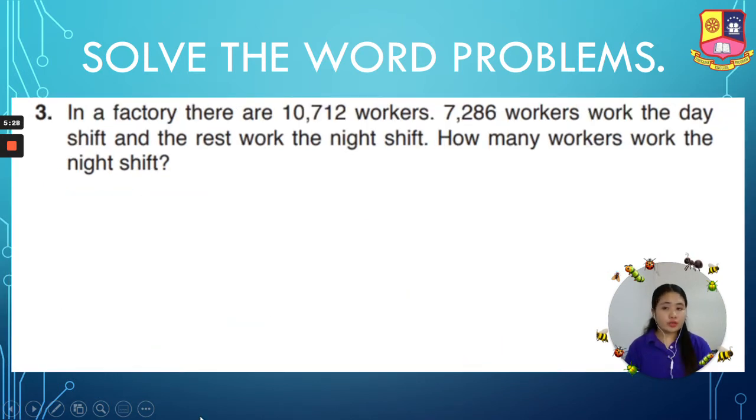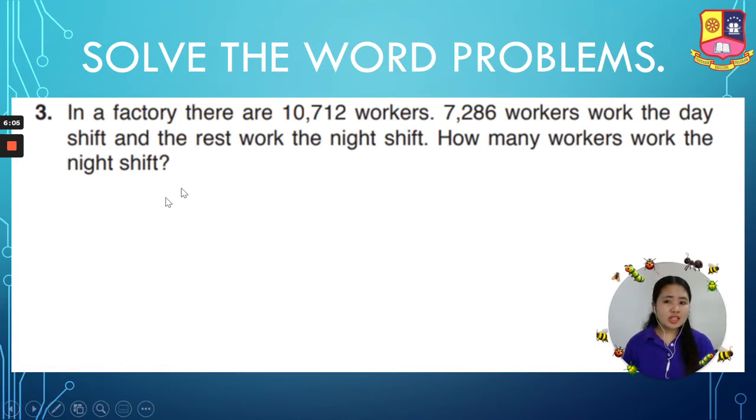In a factory, there are 10,712 workers. 7,286 workers work the day shift, and the rest work the night shift. How many workers work the night shift? Okay, let me explain. A factory is a place where you produce things. It consists of the workers and the products. So that's a factory.